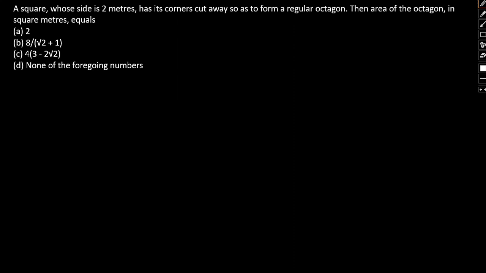A square whose side is 2 meters has its corners cut away so as to form a regular octagon. Then the area of the octagon in square meters is equal to... So let's do one thing.